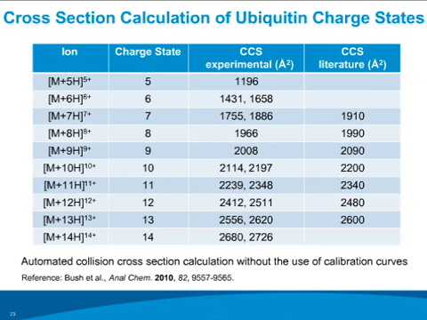And then finally, here's a table from a separate reference by Matt Bush showing the ions from charge state 5 to charge state 14, and both our experimental measurements compared to Matt's measurements. And you can see, again, there's very good agreement. We're showing two conformers, in some cases, where Matt did not identify two separate structures.